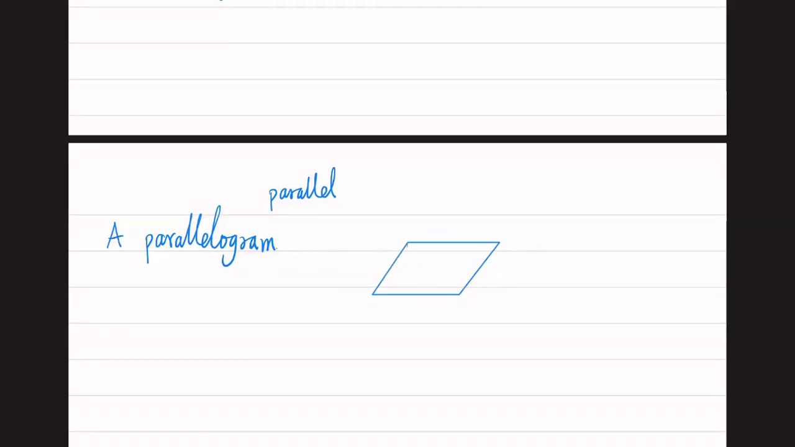Okay, so it means it has two pairs. A quadrilateral is a polygon with four sides. A parallelogram is a quadrilateral with two pairs of parallel sides.